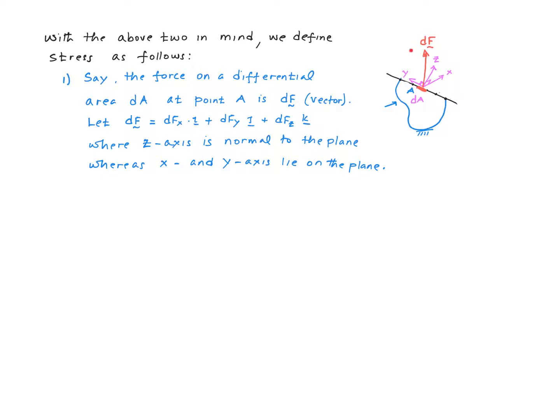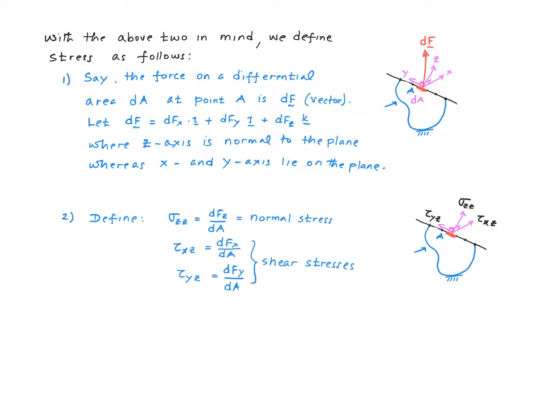Now let's express this force vector with respect to this coordinate system. In other words, its component in the x direction is dFx, component in the y direction is dFy, component in the z direction is dFz, and therefore vector dF equals dFx times i plus dFy times j plus dFz times k, where i, j, and k are the unit vectors along these three axes, x, y, and z, right?